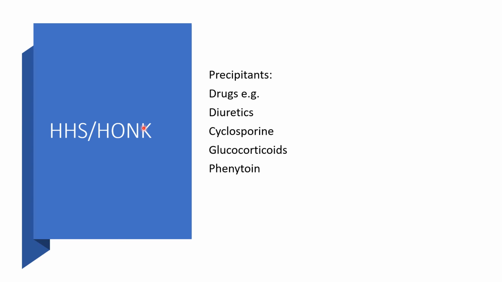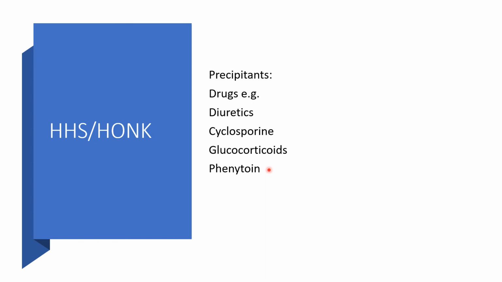What are the precipitating factors that push type 2 patients into HHS or HONK? Drugs like diuretics, cyclosporine, glucocorticoids, phenytoin. They are not just taking these drugs on their own. Diuretics, maybe for hypertension; glucocorticoids for immune suppression in autoimmune conditions, or asthma or COPD; or phenytoin for those who have a seizure disorder and so on. So not on their own, right?